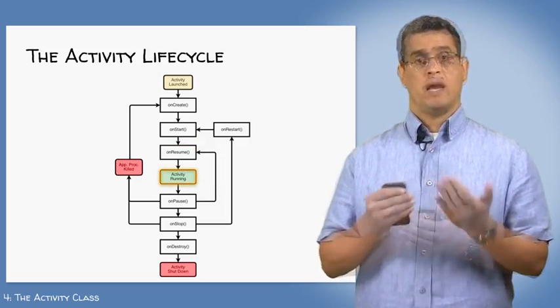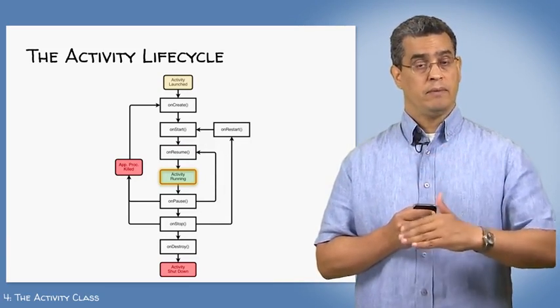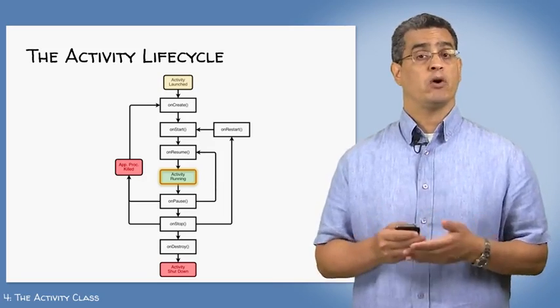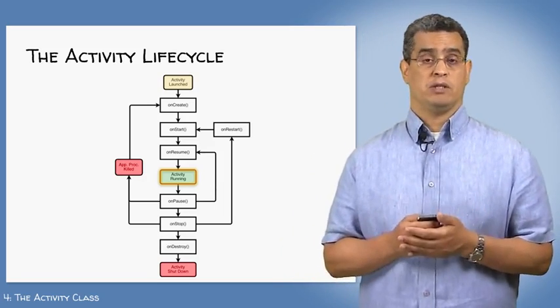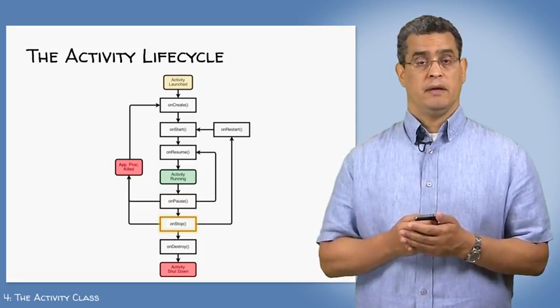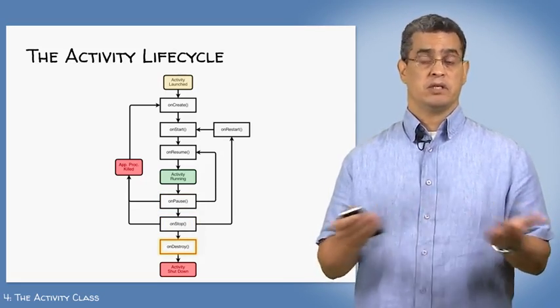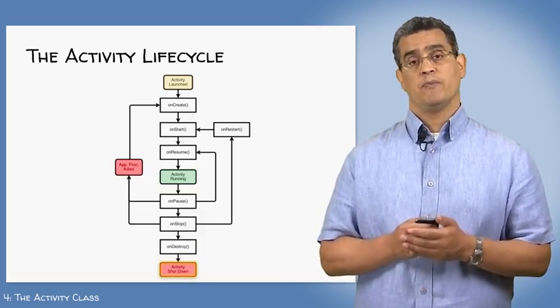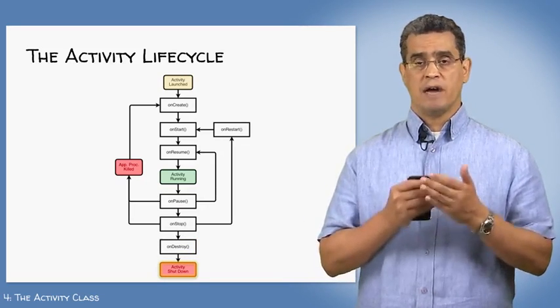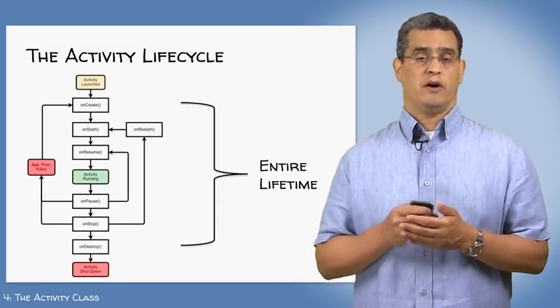After which the activity's user interface will appear on the device's screen and the user can interact with it. After a minute or so, our example activity will begin to shut down. At this point, Android will call that activity's onPause method. Then onStop. And then finally onDestroy. At this point, the activity is completely dead. So, as you can see, the entire lifetime of the activity runs from the start of onCreate to the end of onDestroy.